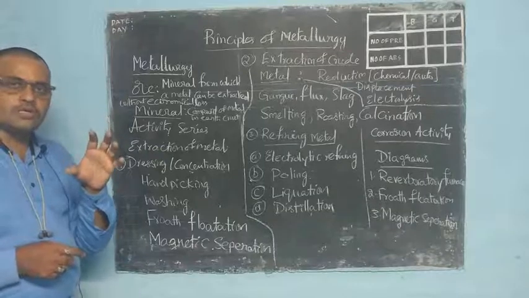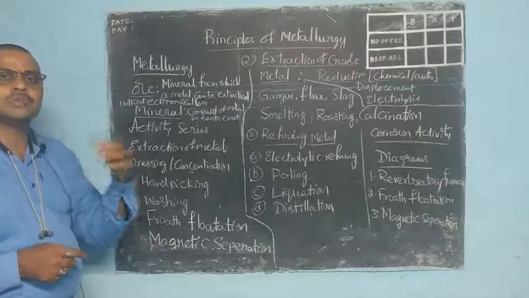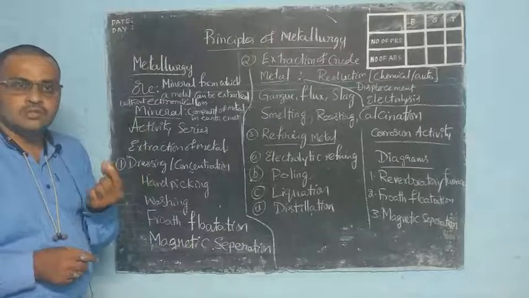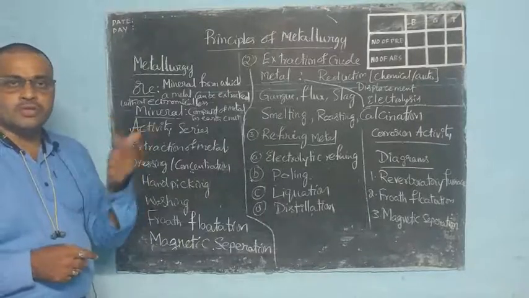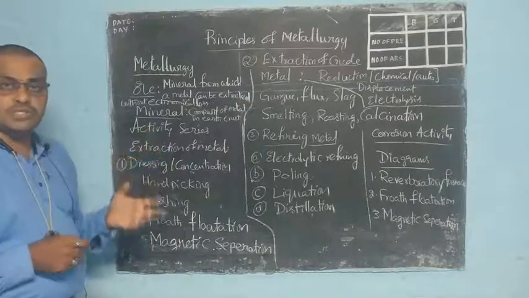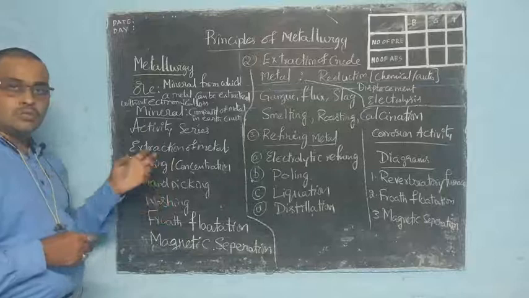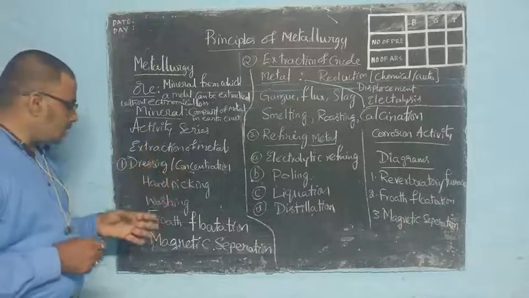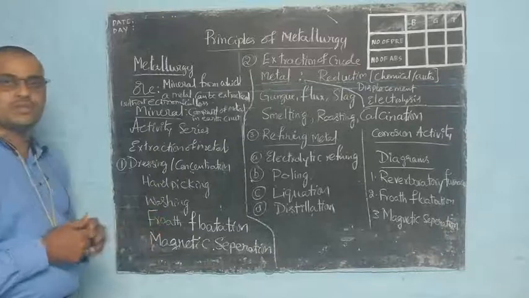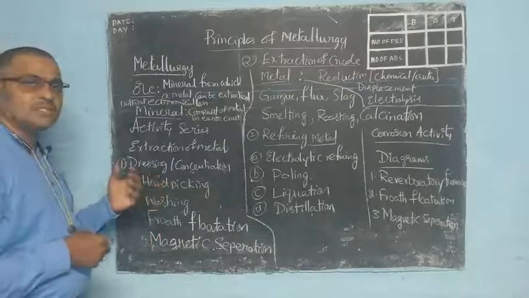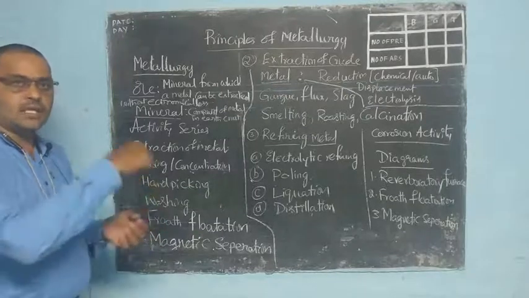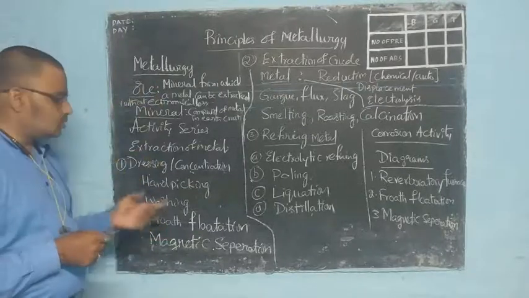Different types of impurities will be available, and their size may be large, so a large amount of impurities like stones will also be there. So we will utilize different processes to concentrate the ore. What are they? One is hand picking, second is washing, then froth flotation and magnetic separation. Hand picking means that when the size of the impurity is large, we just take it out with our hand. That is called hand picking.